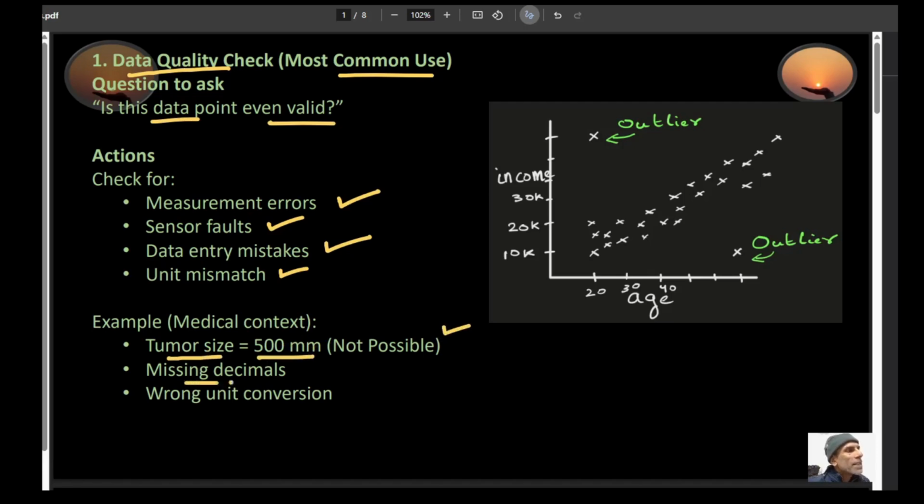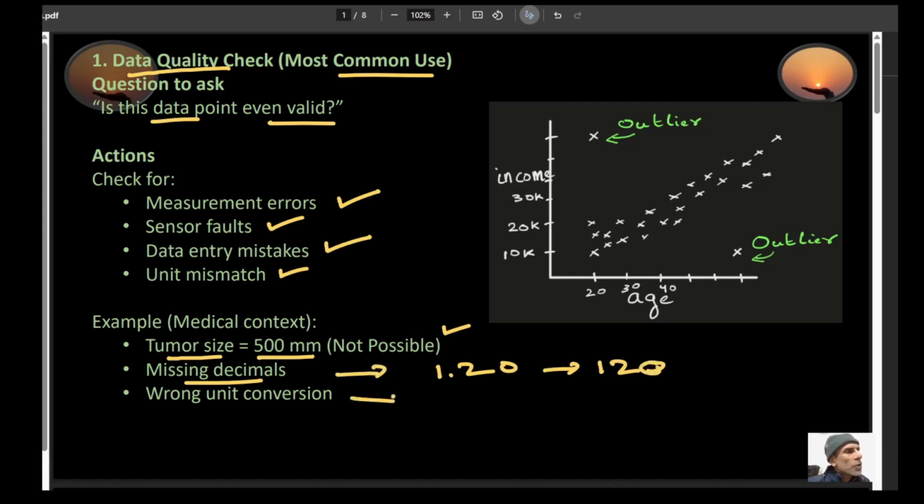Then maybe you're missing a decimal point. Let's say the height is 1.2, and somebody forgot to write the decimal. So this becomes 120. This is an example of a decimal conversion error.